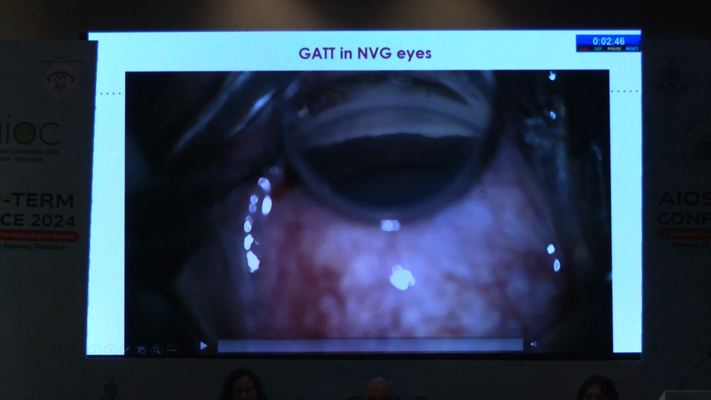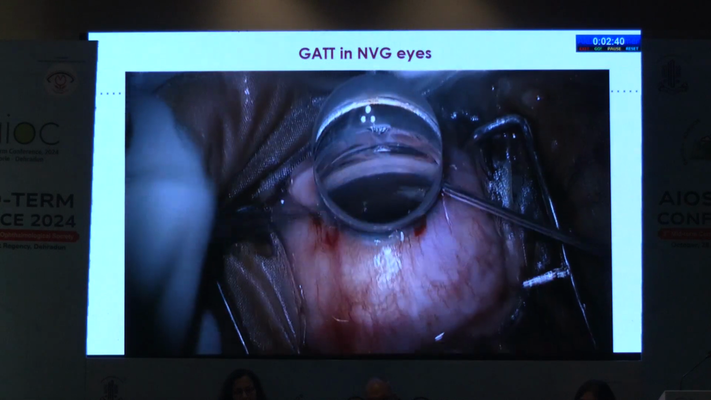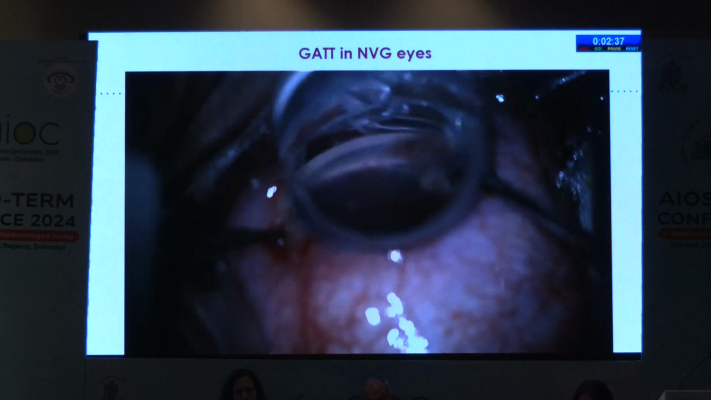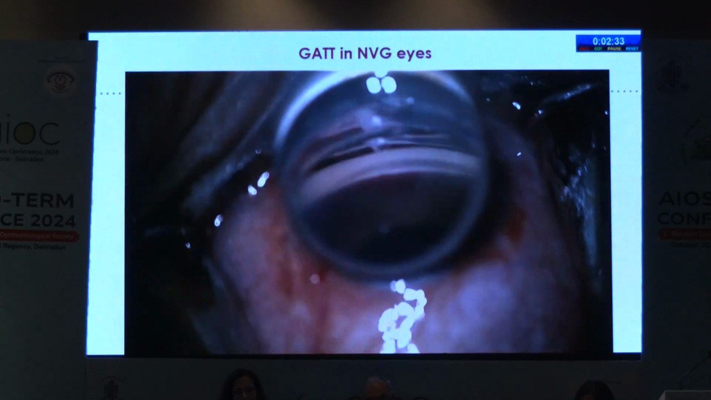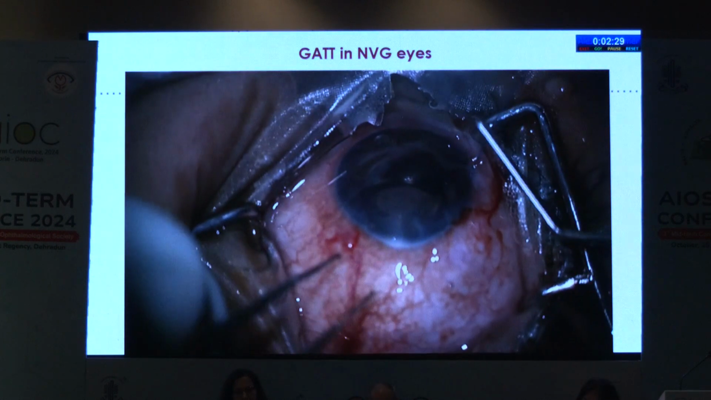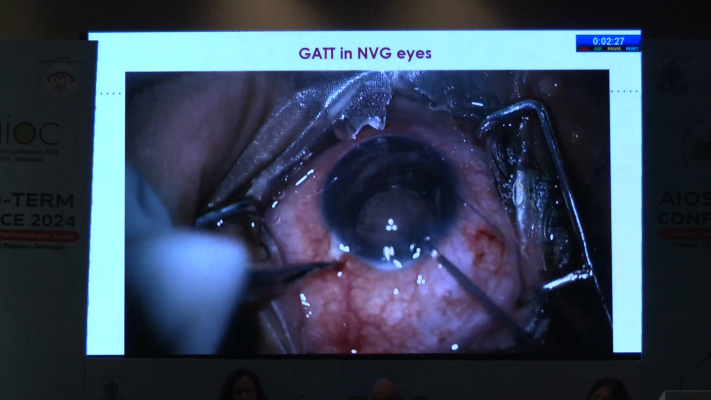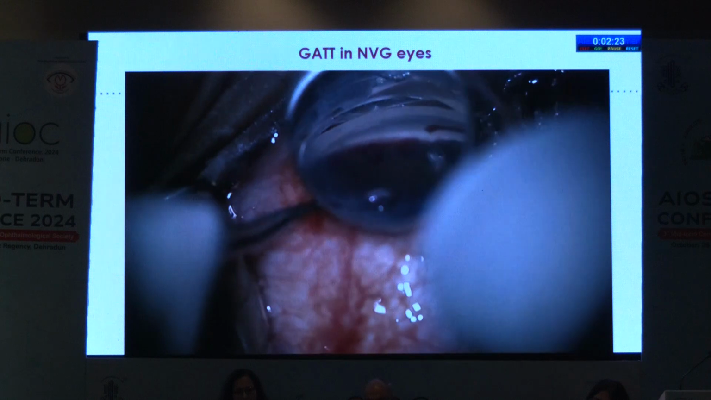GAT can also be done in some refractory cases. This is an example in an NVG eye, where the IOPs were 30 to 38 on maximum medications, and we didn't really want to do TRAB at this stage and wanted to wait, after which MIGS can be done. So we attempted the MIGS. We have had 4 such patients, and the results are really good over the last 1 year.